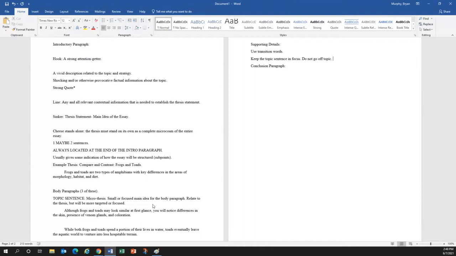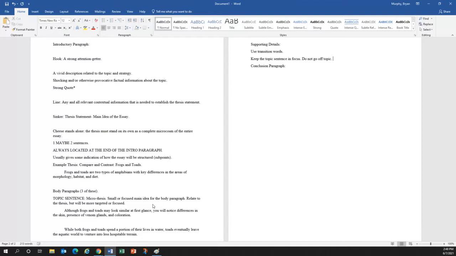So if you were talking about frogs and toads and their habitat, you wouldn't want to just randomly start talking about salamanders, right? And then go off on some tangent about salamanders for 5 lines, because that's not what was set up in the topic sentence. So the structure of this stuff is very important. The thesis and the topic sentences lock you in to specific things in specific places in your essay, right?